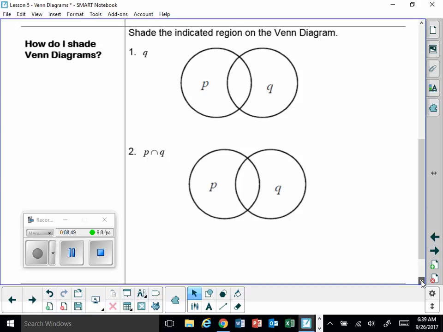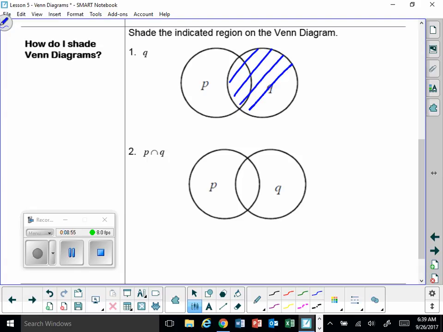Number 1, I'm only interested in Q. Okay, so that would be all of circle Q. Let's see here. This symbol, this upside down wide U means and. P and Q. So I'm interested in the overlap between P and Q. Has to be in both.